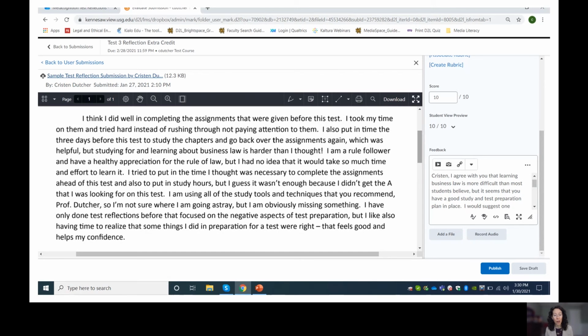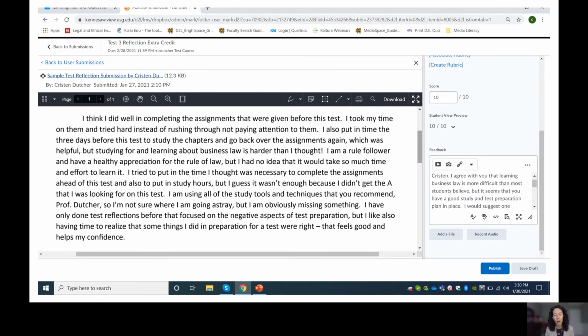But typically, as you see in this example, which I wrote as a student for you, the students start talking about what they did well. Then they might have questions about why they're not doing 100% well and what they could improve. Sometimes the students will recognize what they need to improve on their own.